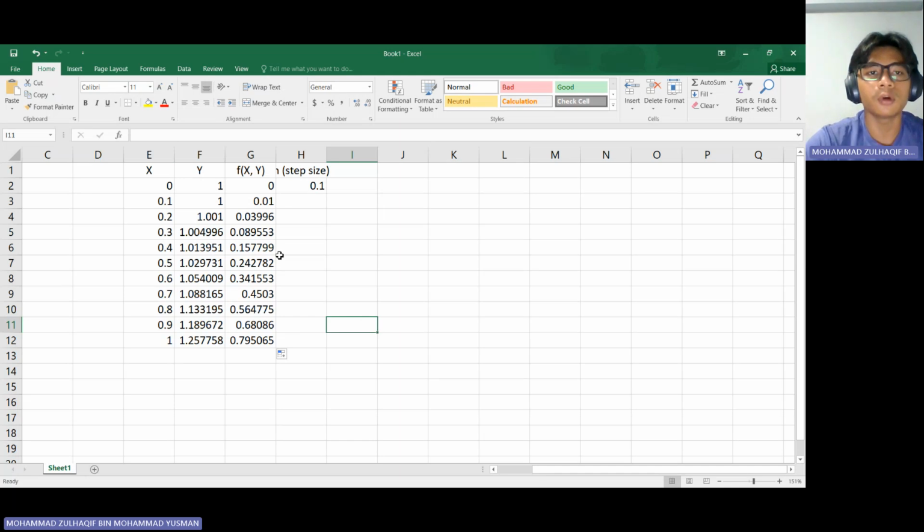All right, so as you can see, for y(1), the results will be x is 1, y will be 1.257, or I can round it off as 1.26. X squared over y will be 0.795.